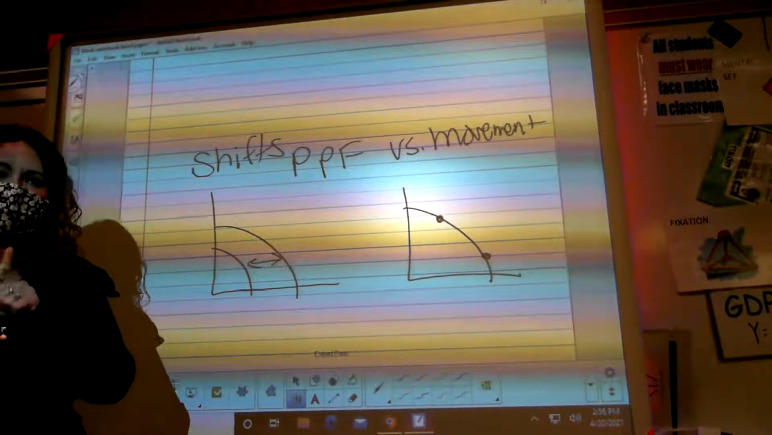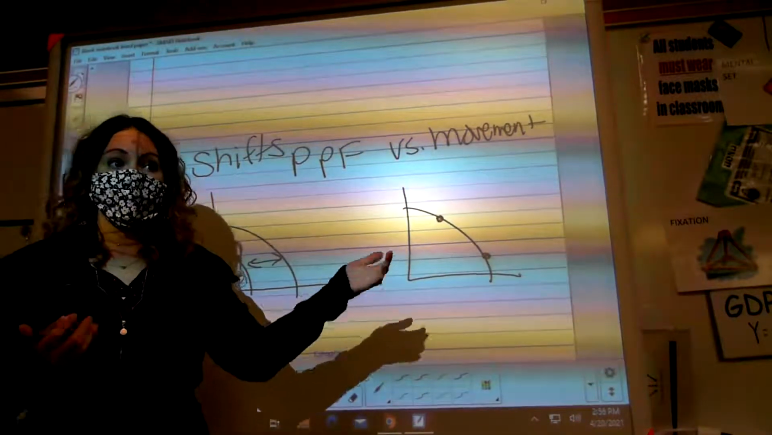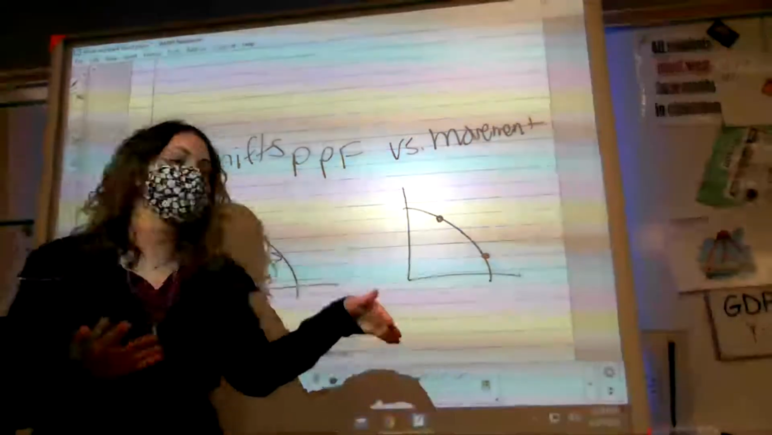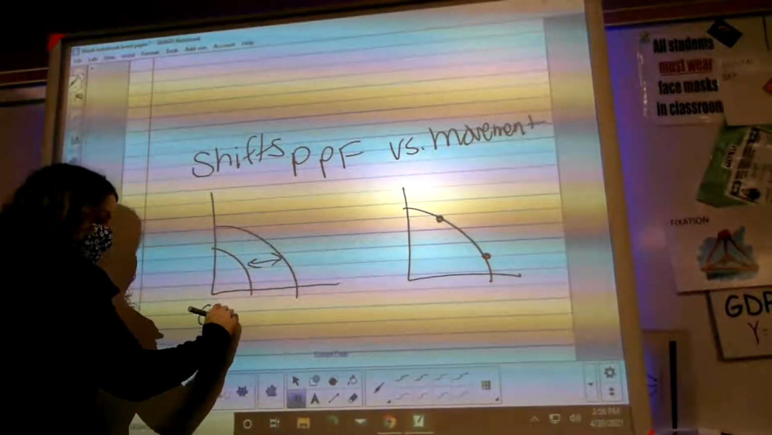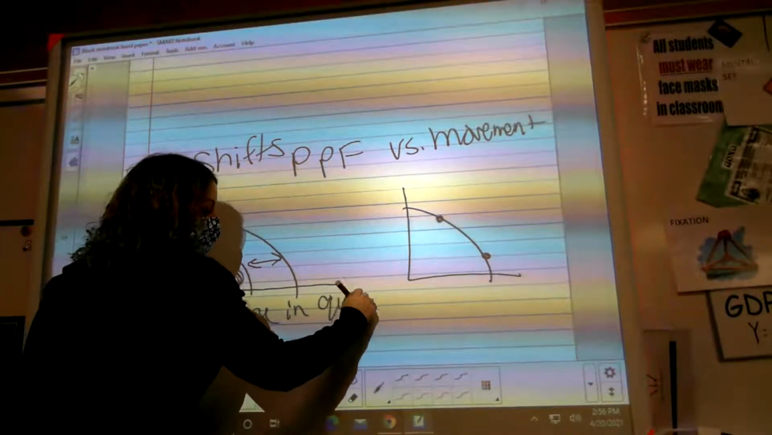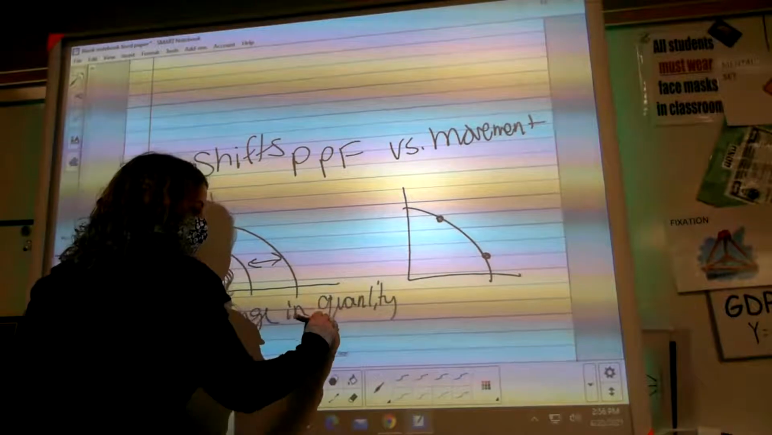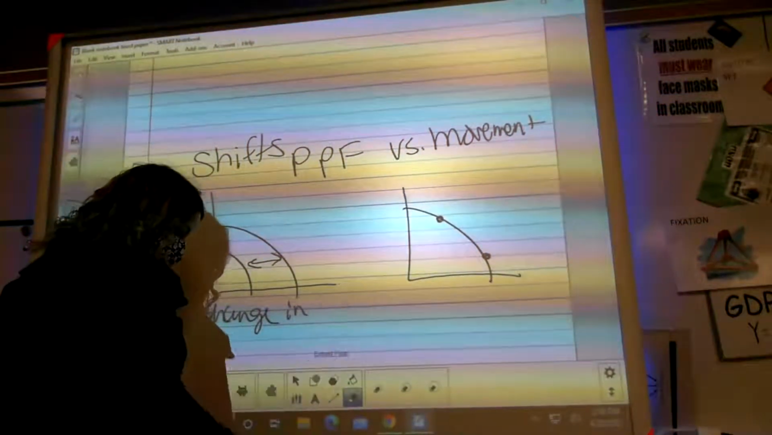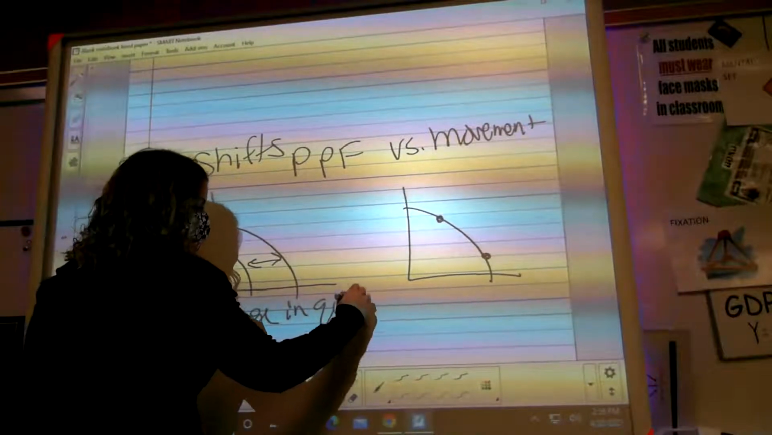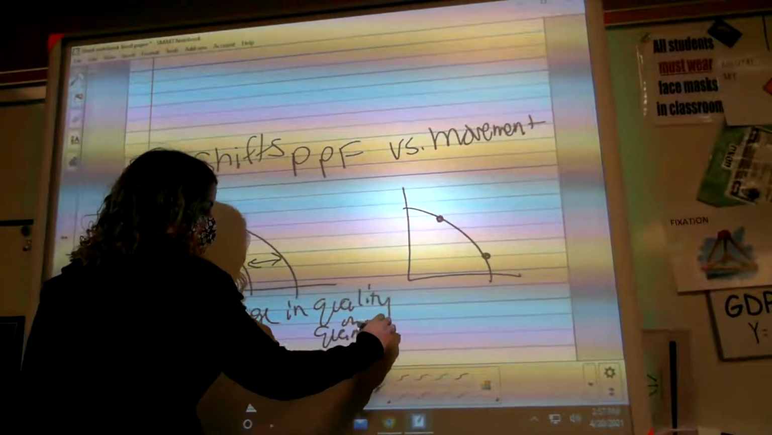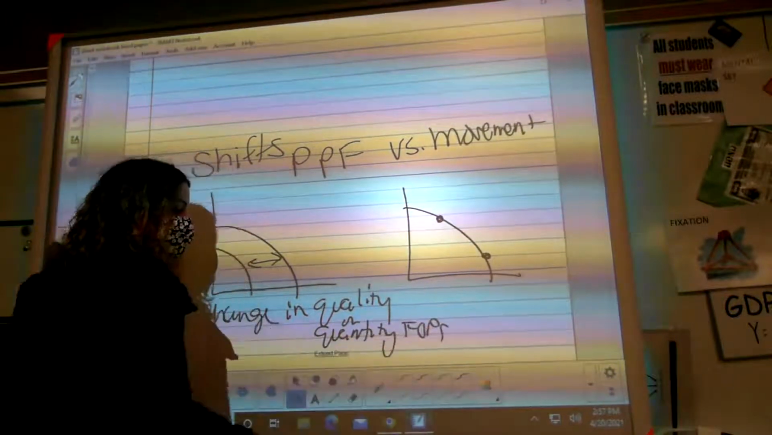Like if you have more land, or if my land was just more productive, or if I had more pizza ovens, oh no, I made my pizza ovens more productive. And so it's just a change in the quality or quantity. I misspelled quality. I put them in one word. Awesome. The quality or quantity of FOPs, of the factors of production.